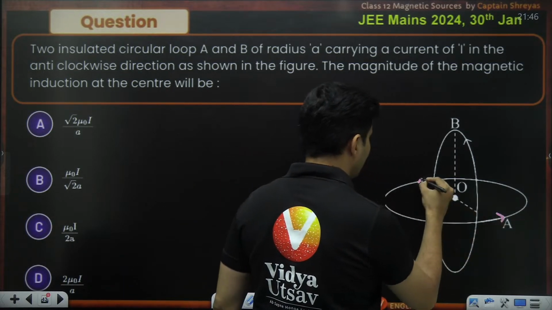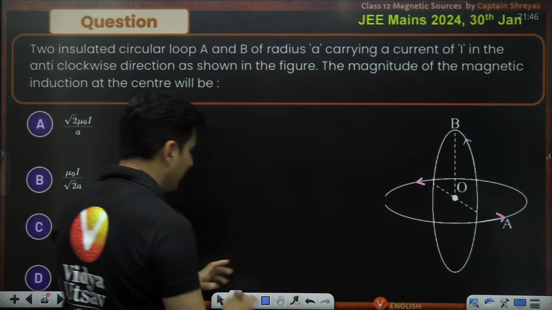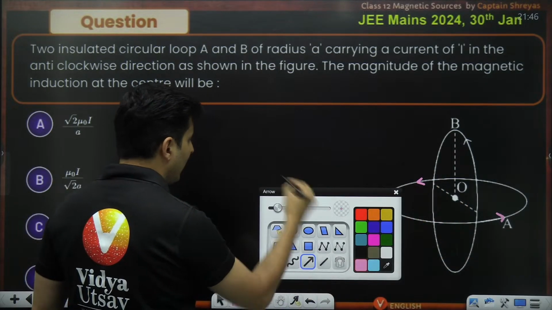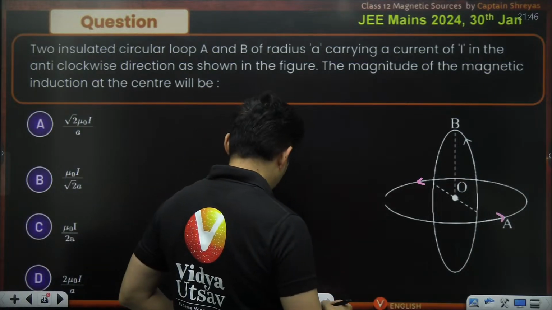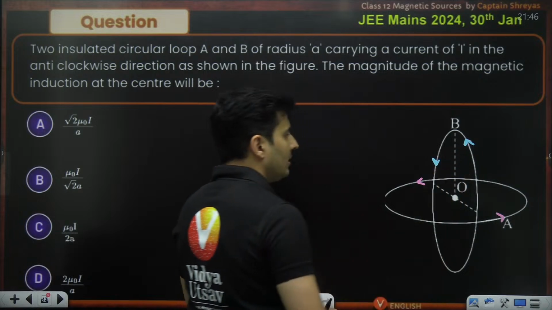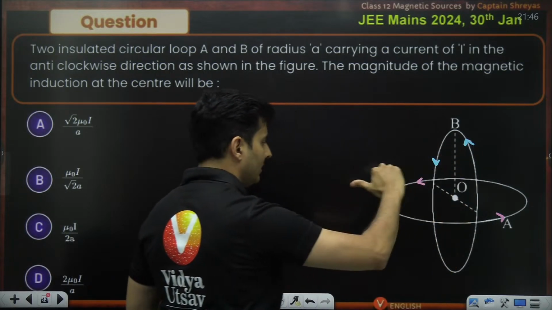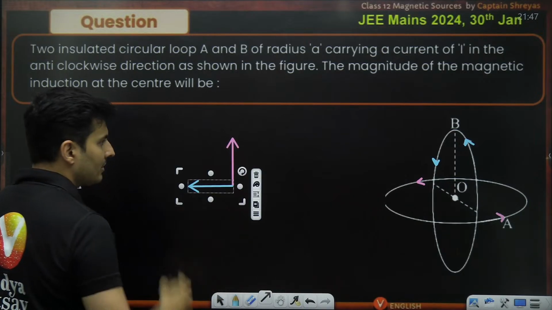Due to this wire, which is carrying current, curl your fingers in the direction of the current, and the thumb points in the direction of the magnetic field. So the magnetic field is obviously upwards. Due to this other current, which is going like this, curl your fingers in the direction of the current, the thumb points the direction of the magnetic field. So the magnetic field is like this.